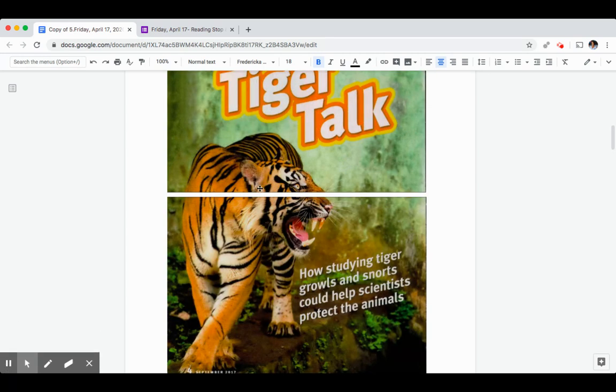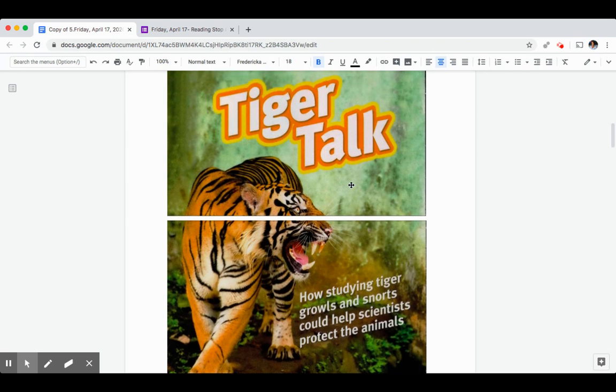Right, the topic of today's text is about tigers. So tigers are the topic of the text that we're going to read today. And as you're reading it, you should be asking yourself and jotting down notes about what the author is teaching you about the topic. Right now, you're going to go ahead and independently read the entire text.